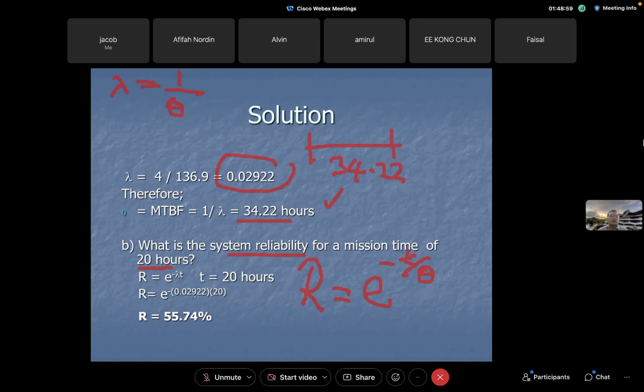Okay, mean time between failure. So this lambda, we can change it to make it lambda T. So we know the lambda. From here we know the mean time between failure. This one, we know this. So this comes to here. Okay, 20 hours. So the reliability of this equipment for 20 hours is 55%. So if we change this, let's say, what is the reliability for 40 hours? Of course this value will be reduced.